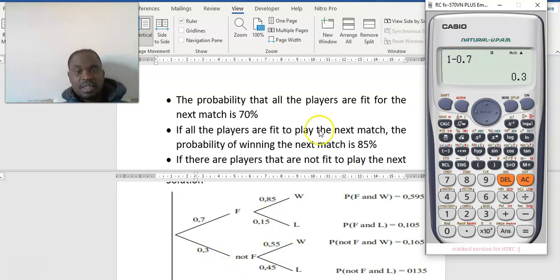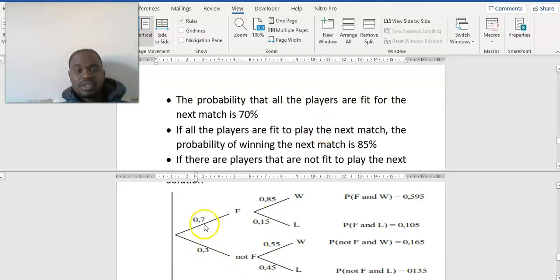Alright, so this is our first tree diagram. Then the question continued to give us information that if all the players are fit to play the next match, the probability of winning the next match is 0.5. So in the next match you may either win or lose.